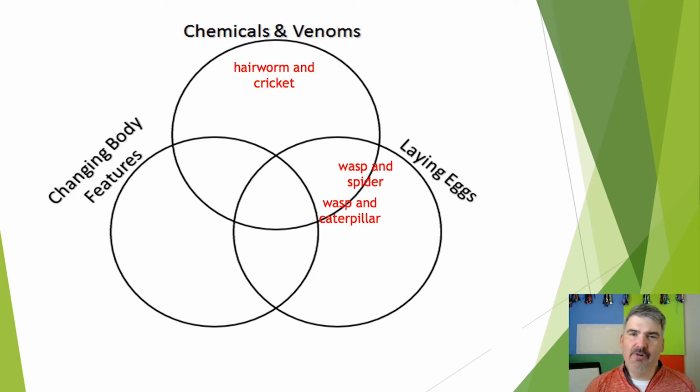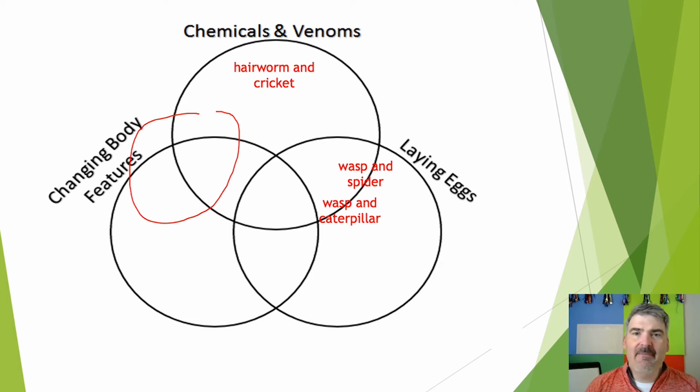As we continue to read about different parasites this week, we're going to be sorting them into the various sections of this Venn diagram. For example, if we read about a parasite that uses venom and changes body features, but does not lay eggs, we'll put it in the upper left section where the circles overlap, showing that it is in the chemicals and venoms and changing body circles, but not in the laying egg circles.